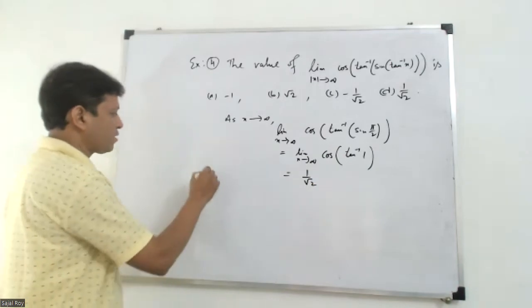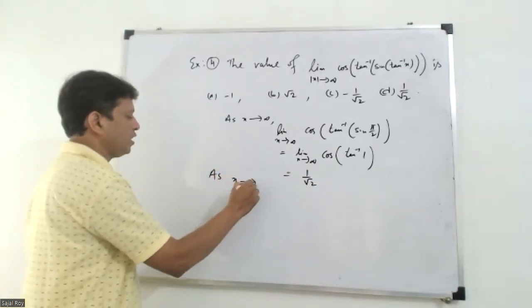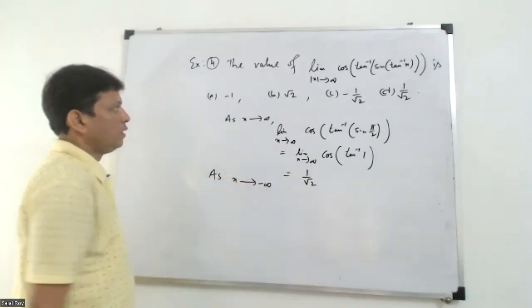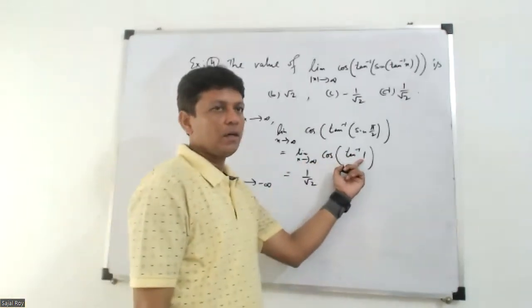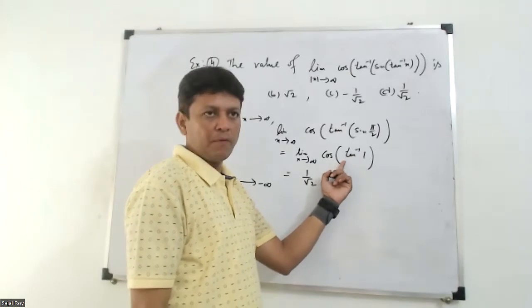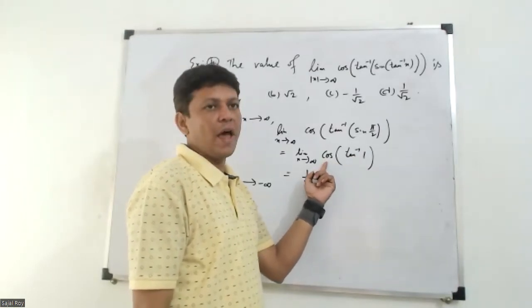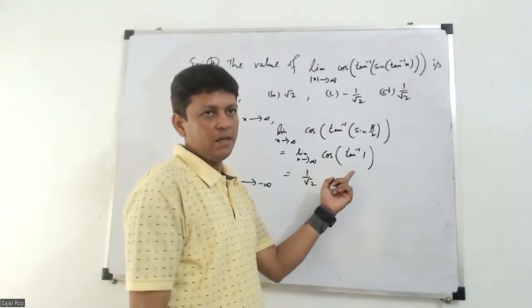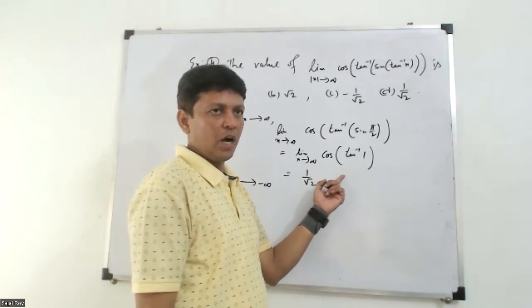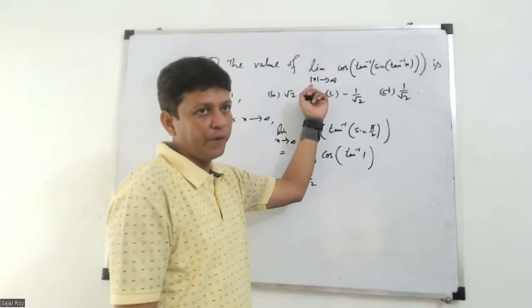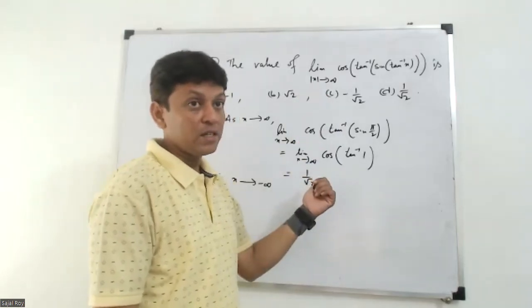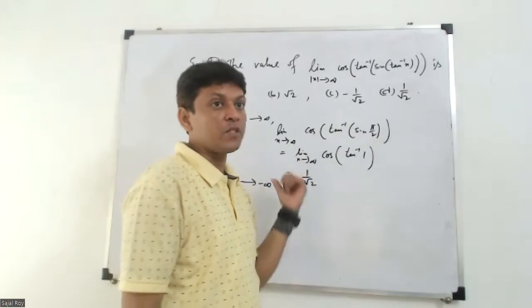And as x tends to minus infinity, you check, this will be minus 1. So tan inverse of minus 1 is minus pi by 4. But cos doesn't change with the sign. Cos of minus theta is cos theta. So it will be 1 by root 2 in both the cases. Just the thing is that when mod x tends to infinity, you have to check both the cases. Maybe one exists, one is non-existent.